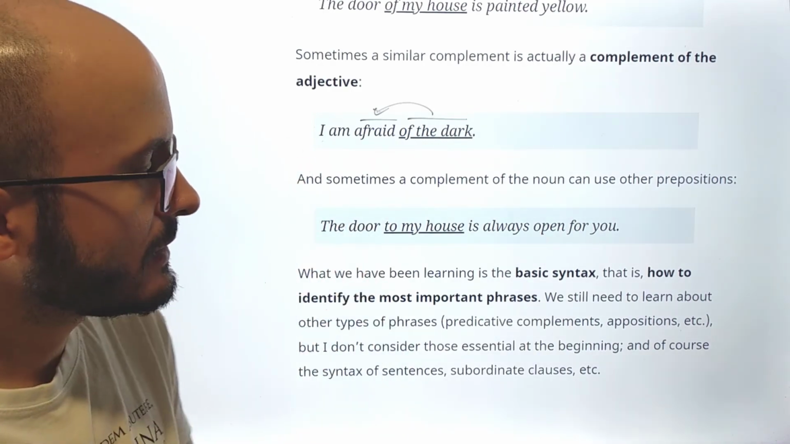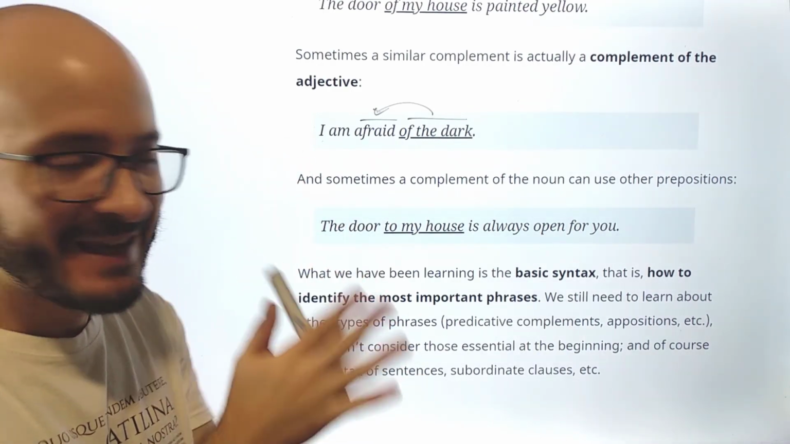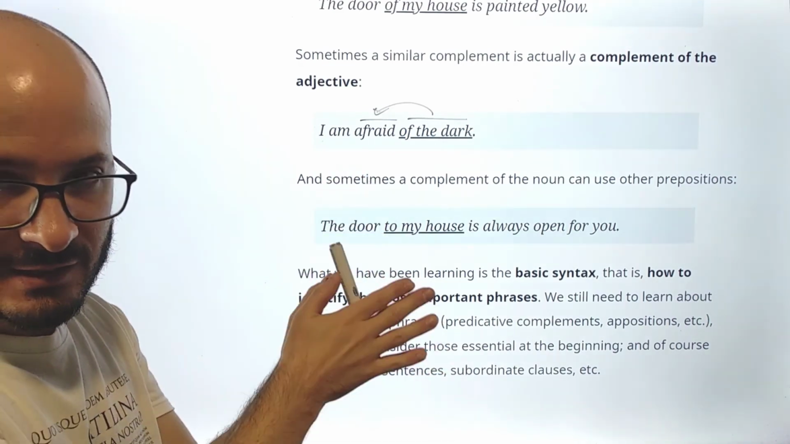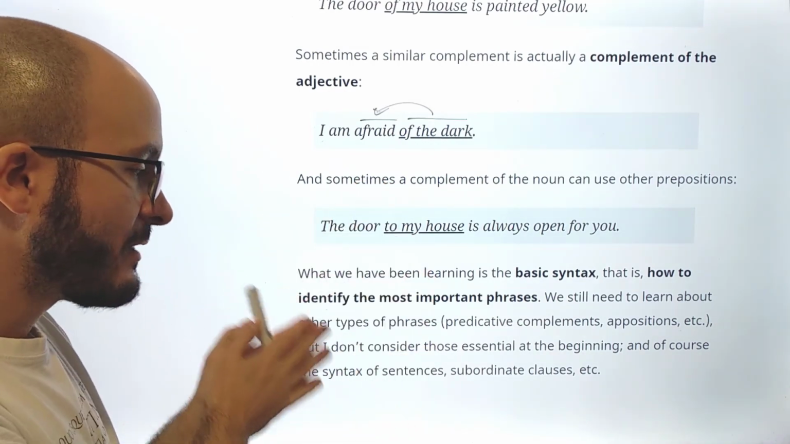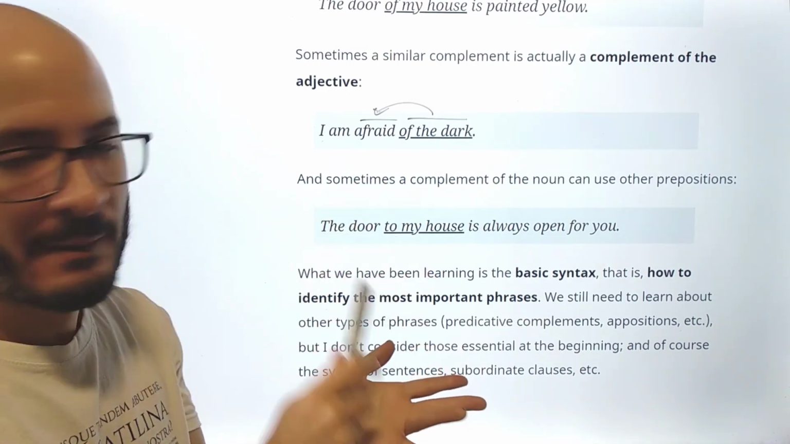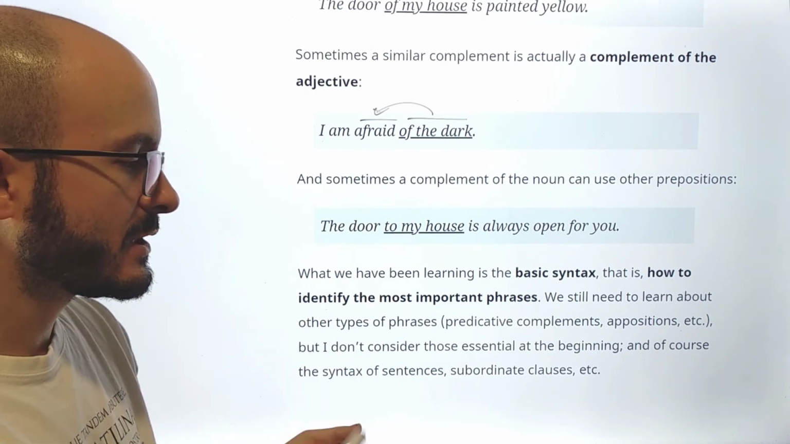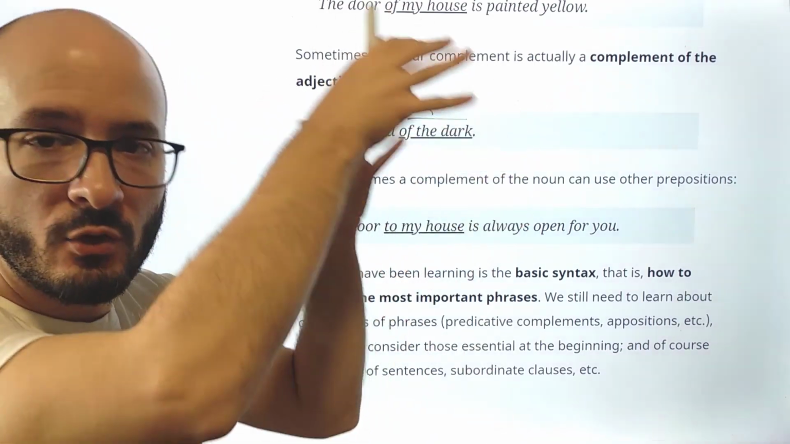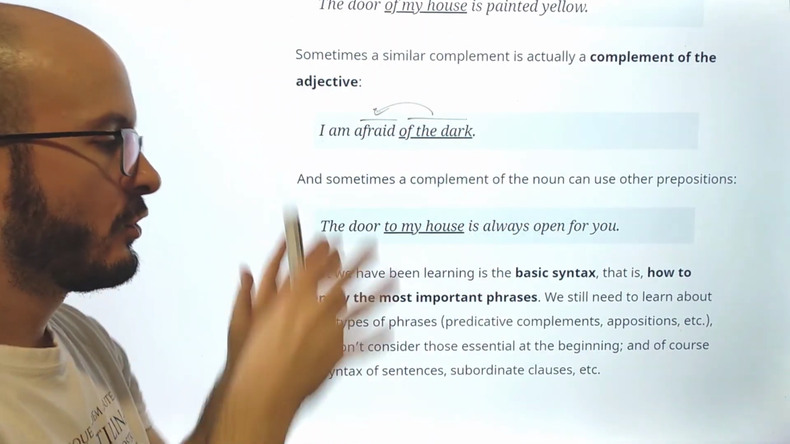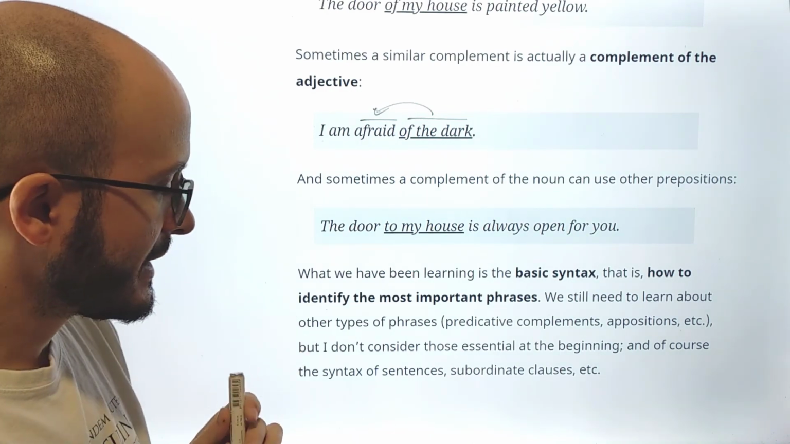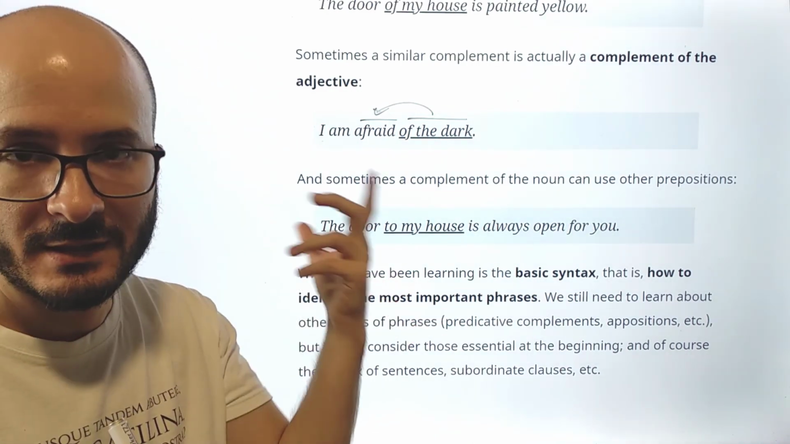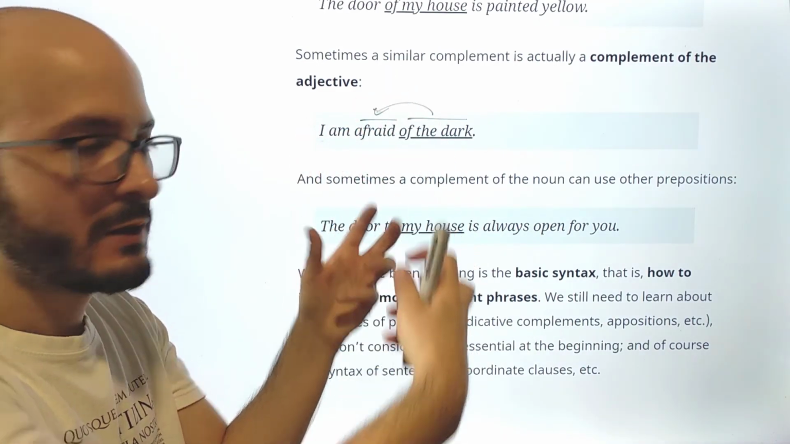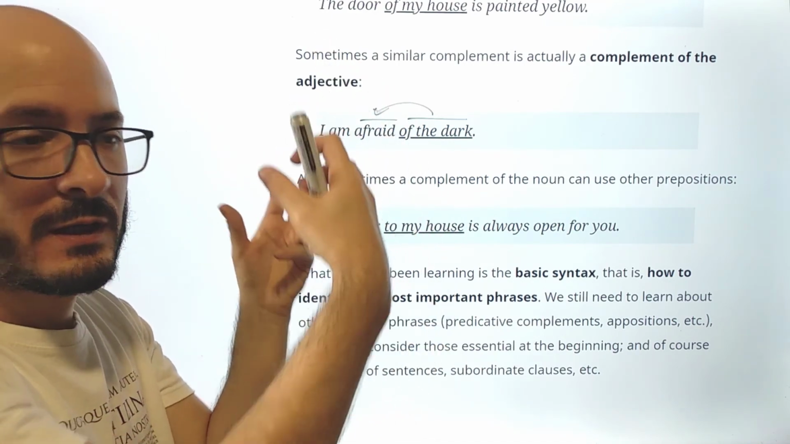What we have been learning is the basic syntax. I say this again. This is the basic syntax. That is how to identify the most important phrases. We still need to learn about other types of phrases, predicative complements, appositions, etc. But I don't consider those essential at the beginning, at least. So this is what we need to know from the beginning, what we need to understand from the beginning. And of course, the syntax of sentences, subordinate clauses, etc. We have seen only the simple sentences, okay? The complements of simple sentences.